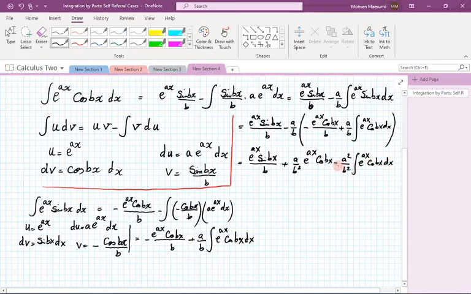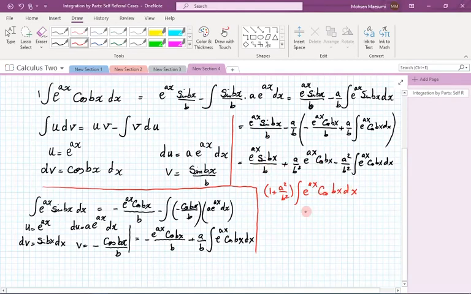So what I'm going to do is to take this thing next to this integral, because they're the same, and factor this integral itself. So there's one of them here, minus a squared over b squared on this side. When I take this to the left, it becomes positive, and so I'm going to have this integral on the left is going to have 1 plus a squared over b squared, e^ax cosine bx dx.